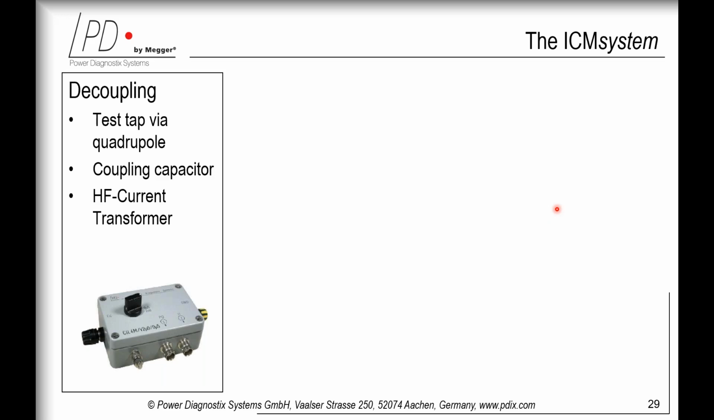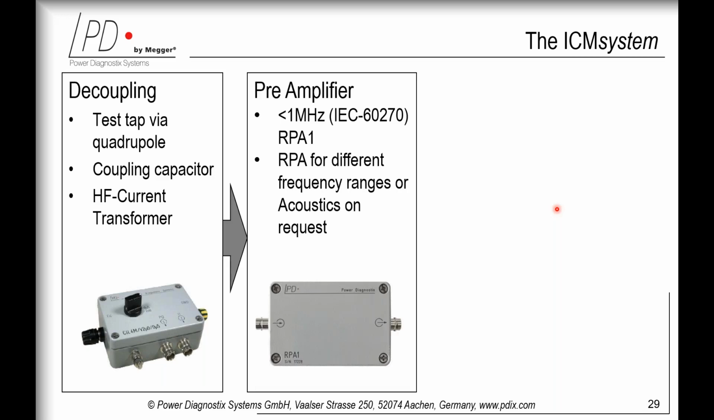Directly behind the decoupling unit, the preamplifier is connected. This preamplifier does an early signal amplification together with an impedance conversion from the high input impedance of 10 kilo ohms down to 50 ohms. This way, we can spare the need for fiber optic transmission as a basic noise suppression technique.